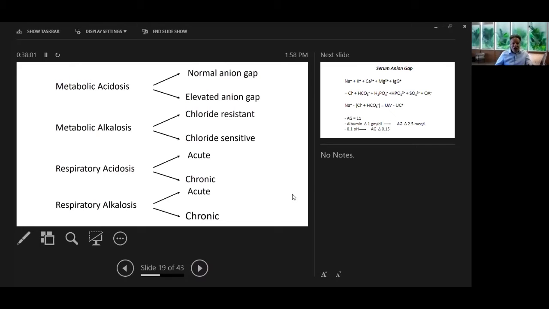So remember, each of these we further subdivide into 2. The nice thing is the acid-base rules that I showed on the previous slide, the delta bicarb over delta PCO2, don't depend on which kind it is, other than the respiratory, of course, because by definition it differs. But whether you have a chloride sensitive or chloride resistant alkalosis, the ratio of the 2 is 0.7 to 1.0. And in metabolic acidosis, whether the anion gap is elevated or not, the ratio is around 1 to 1. Next slide.